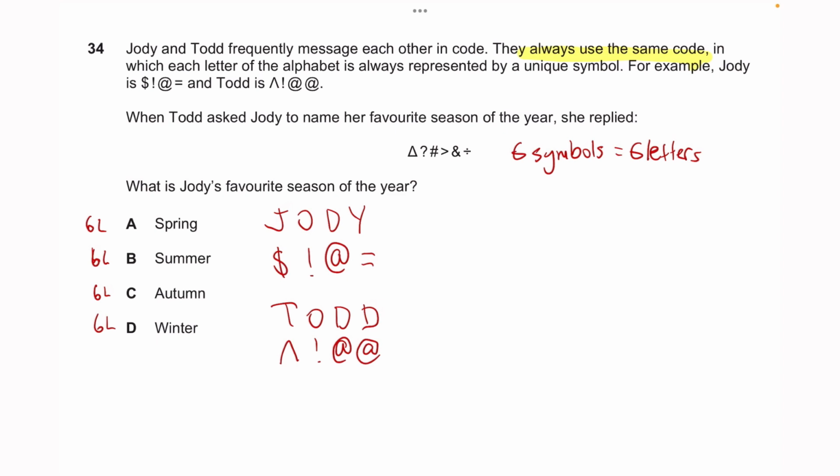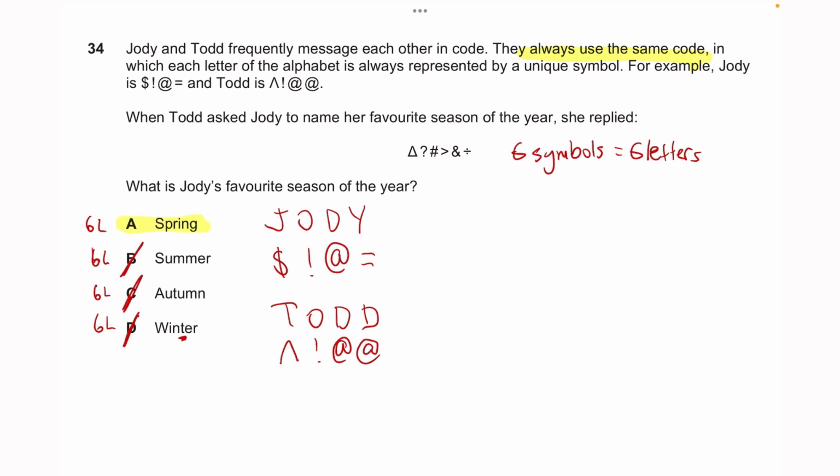And so if we have a look here, we've got double letters here and a double letter here and here. So for summer and autumn, we can immediately eliminate that. Now, on top of that, winter has the letter T and Todd starts with the letter T, and we don't see this symbol at all over here. So we can actually eliminate D as well, which is why we're left with our only option as A, spring.